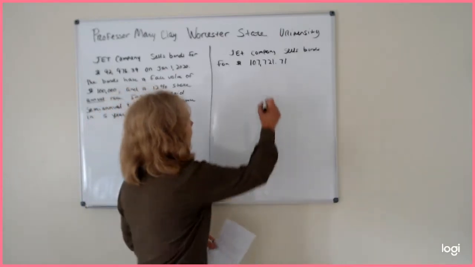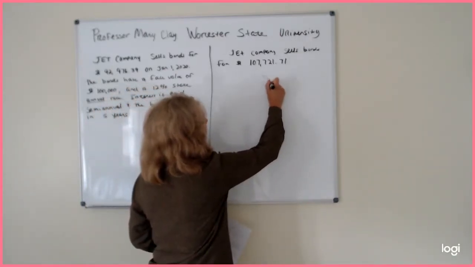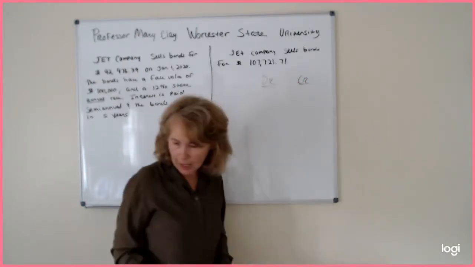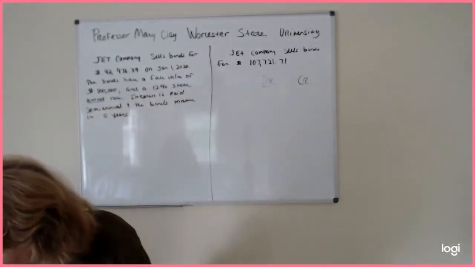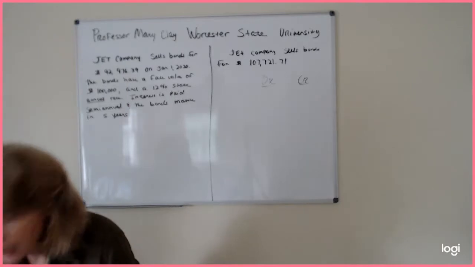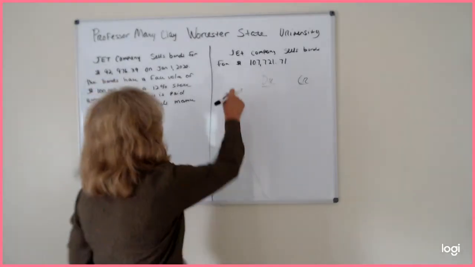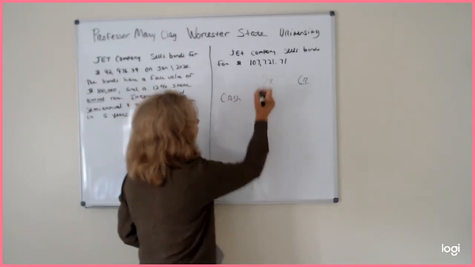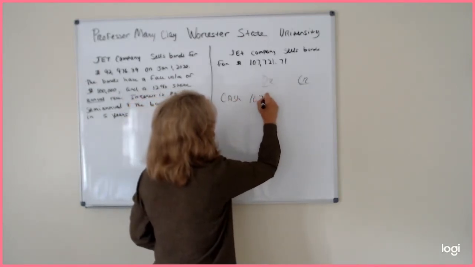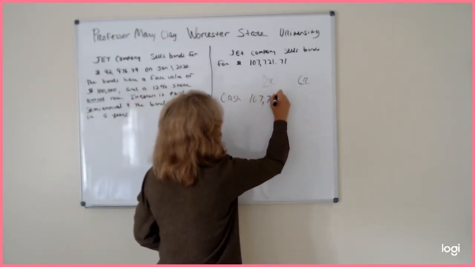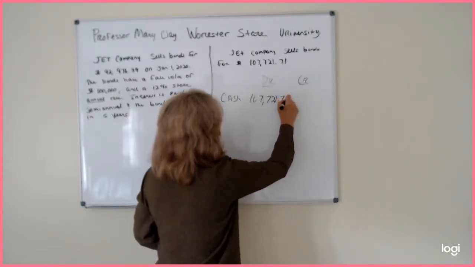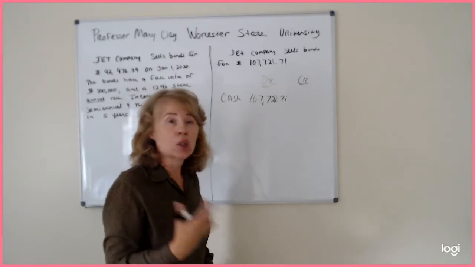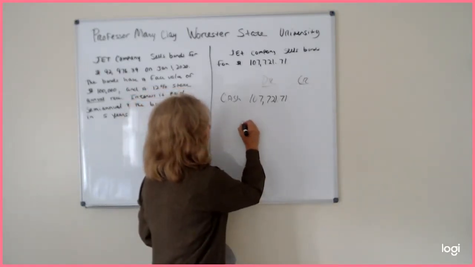We go over here. We've got our debit. We've got our credit. Okay, so when it's a premium, you would debit your cash for that amount. So debit cash for whatever it's sold for, $107,721.71. Okay, and then we're going to credit the bond payable.